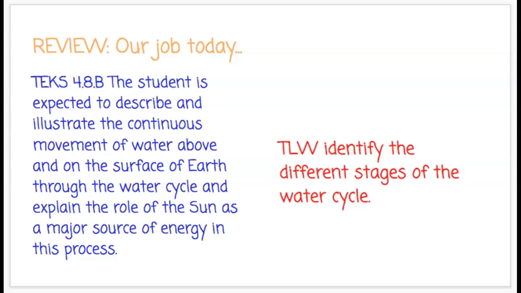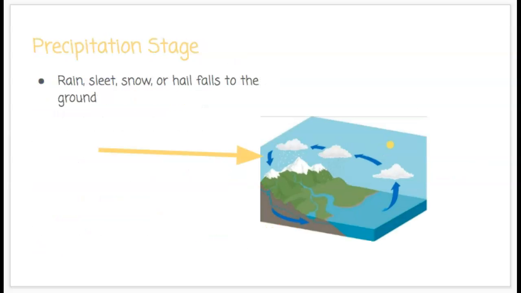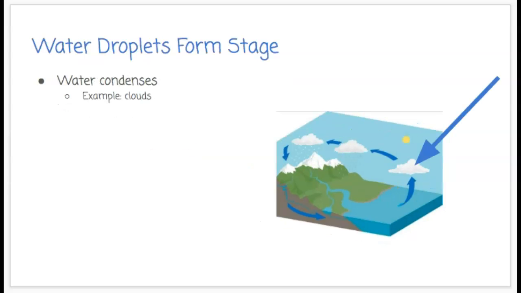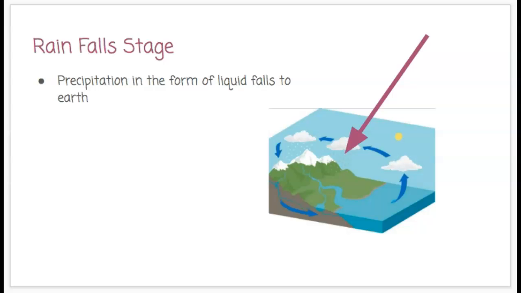Again, our objective was to identify the different stages of the water cycle, which we did run through. We have the evaporation stage, movement, precipitation, freezing, water droplets form, melting, and rain falls.